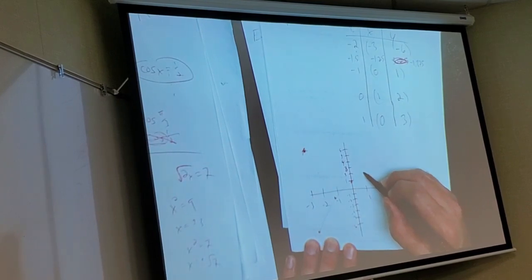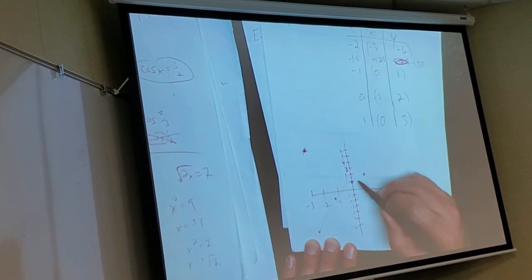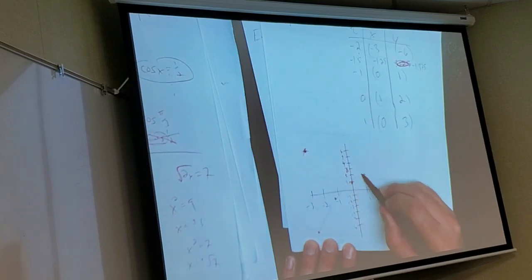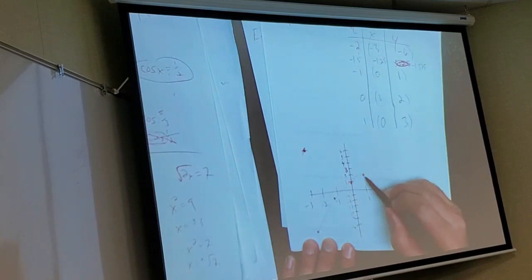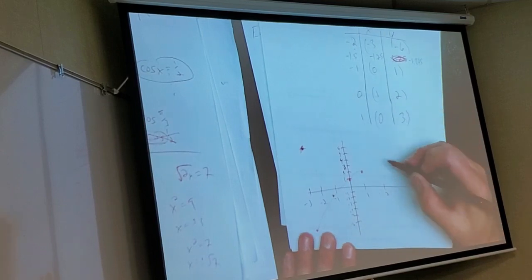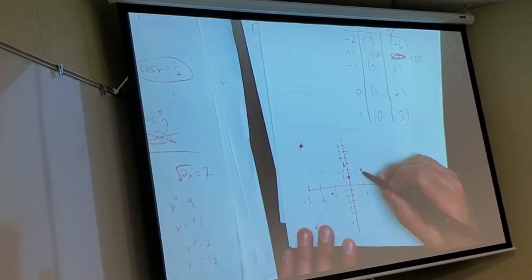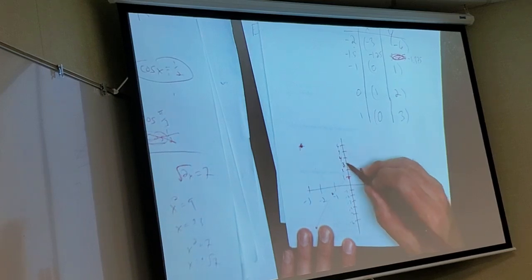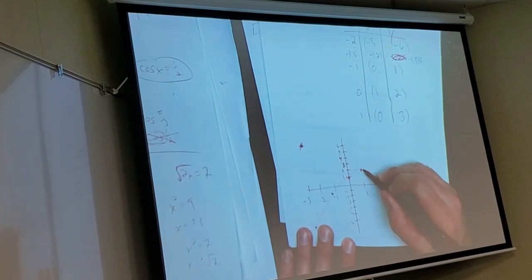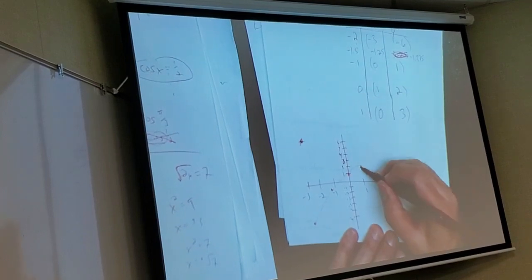Do you see how there's not much room between those? 1, 2. So it looks like it's going up. And then it goes to 0. Now this gets really interesting. It goes from 1, 2 to 0, 3. It does not suddenly go back.